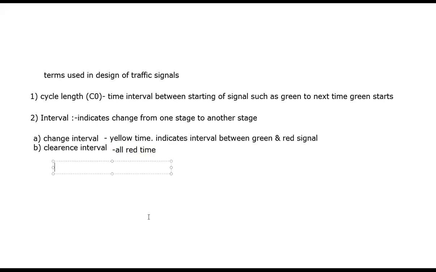So if I want to write the total cycle length, जर मला total cycle length लिहायची असेल, then I can write here total cycle length is equal to ग्रीन इंटरवल, काय काय असणार हो, ग्रीन इंटरवल असेल प्लस रेड इंटरवल असेल आणि चेंज इंटरवल असेल, म्हणजेच येलो टाइम. Okay, is it clear to everyone?